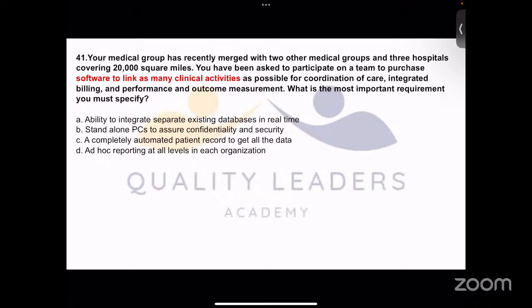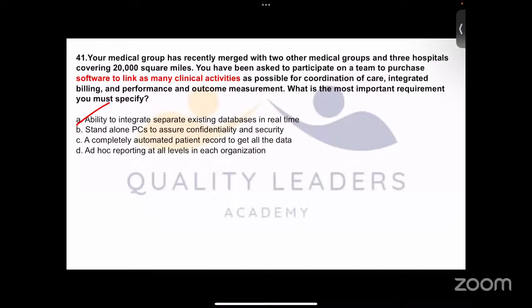Key purpose of software, by the way, is for data integration. So the main important factor of the software is the data integration. So the answer here is letter A, ability to integrate separate existing databases in real time.